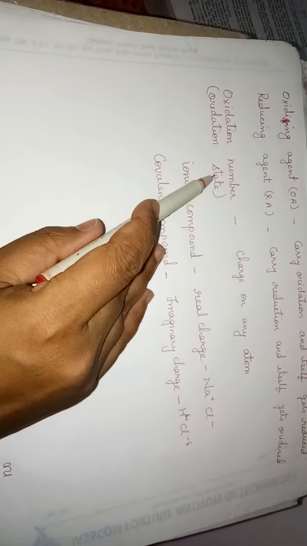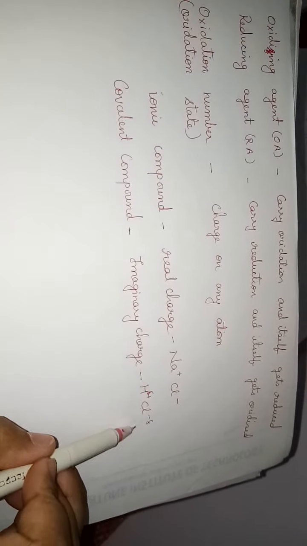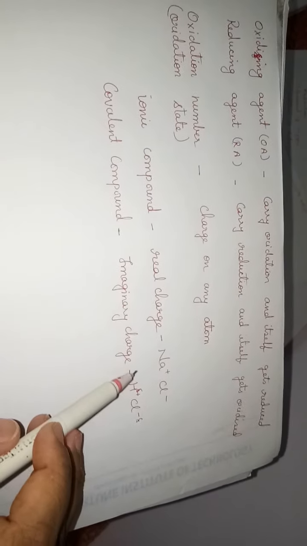Hence, we can say that oxidation number is defined as the charge on an atom. Oxidation number is also known as oxidation state, and is basically defined as charge on any atom. So when we observe the charge on any atom, suppose you have an ionic compound. Ionic compounds have real charges. Here a definite transfer of electron takes place. But covalent compounds have imaginary charges. Means only for the sake of completing the reaction they develop a charge, they will develop a pole, and later on they will combine again. So ionic compounds have real charge and covalent compounds have imaginary charges.